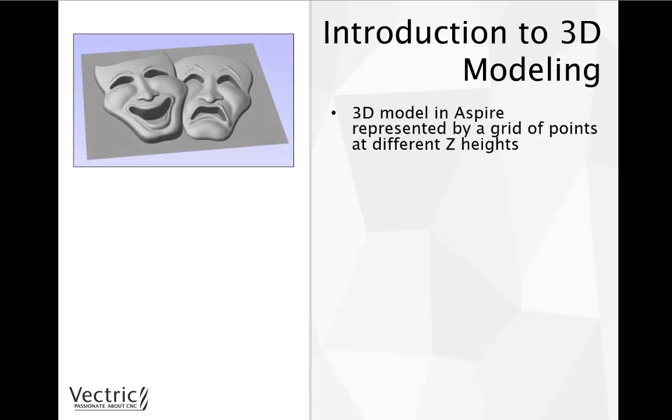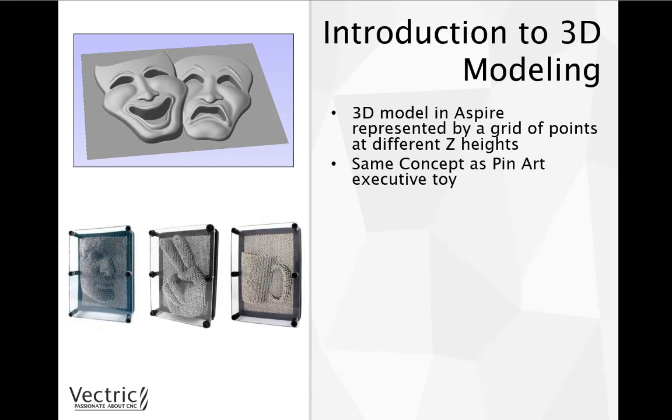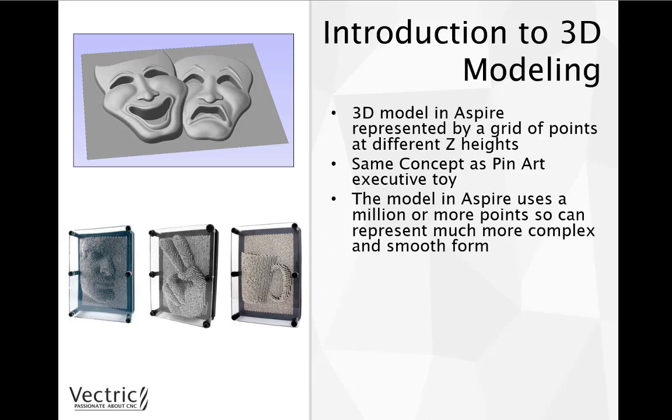Essentially, what we are looking at is a grid of pixels, and each one of these pixels is at a different z height. The concept is exactly the same as the executive pin art toy, where you have pins that you can push a 3D shape into and see that represented by the different heights of the pins being pushed up. The difference with Aspire is that we are using 1 million or more points, so we can represent much more complex and smooth forms.